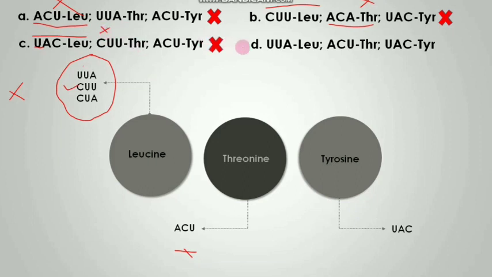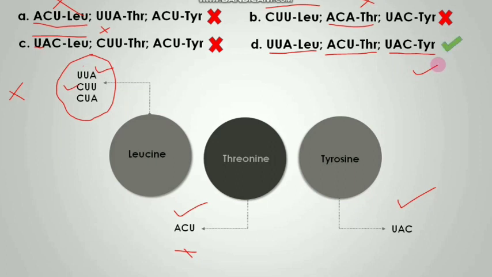Now the last option, D. Option D is saying that UAA stands for leucine. We can see UAA here. It is saying ACU stands for threonine, and we can see ACU here, that also stands for threonine. And the third, it is saying that UAC stands for tyrosine, and we can see that UAC is the triplet codon that we found for tyrosine. So option D is the correct answer.